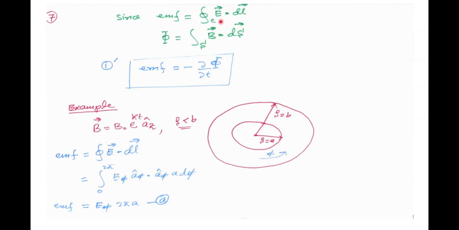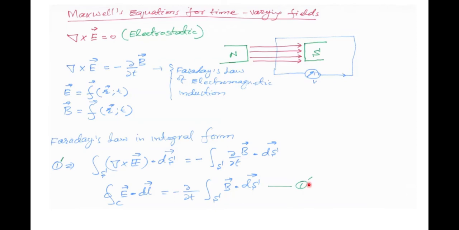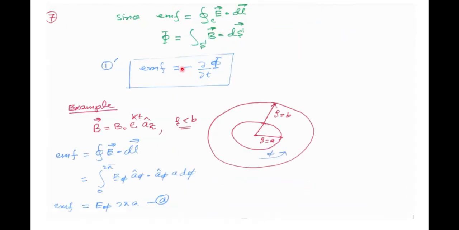As you know from the previous lecture, the electromotive force, that is the voltage difference or potential difference, is equal to the contour integration of E dot dl, and the total flux passing through any closed surface or open surface is given by this relation. So in the previous relation, equation number 1 prime, we can replace it by this one, that is, EMF is equal to minus partial by partial t of phi.